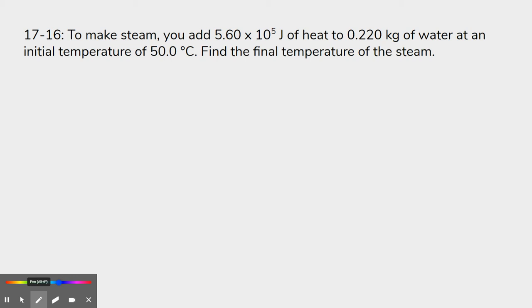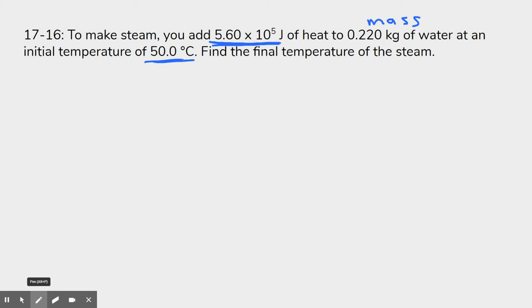Okay, now we're going to look at steam again. So to make steam, we add some amount of heat, this many joules of heat, to this mass of water. The water is initially at 50 degrees Celsius, and we want to find the final temperature of the steam. So this problem is actually going to be a little bit more involved, even though it might seem very simple to begin with. That's because we have multiple things happening.